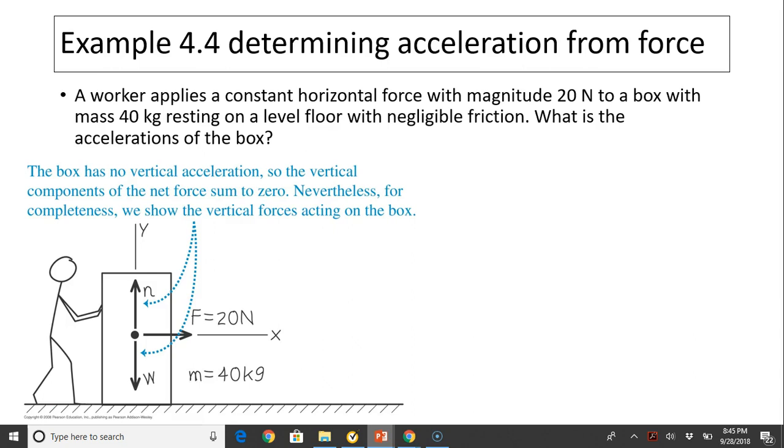Let's take a look at this example. Determine acceleration from a force. A worker applies a constant horizontal force with magnitude 20 newtons to a box with a mass of 40 kilograms resting on a level floor with negligible friction. What is the acceleration of the box? From Newton's second law, acceleration is the sum of the forces over mass, so we get 0.5 meters per second squared. The direction of acceleration is the same as the direction of the force.